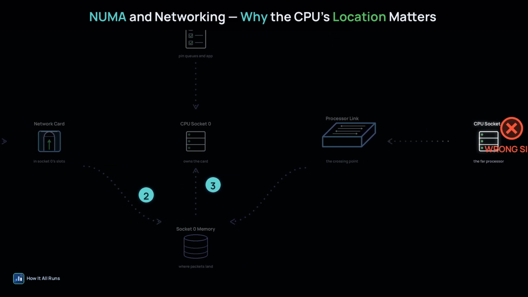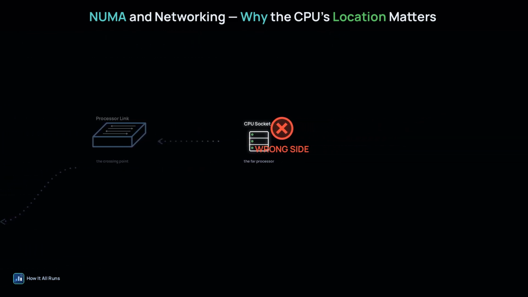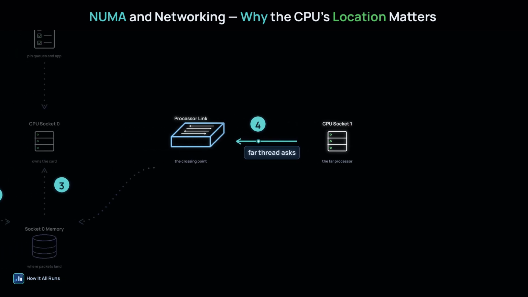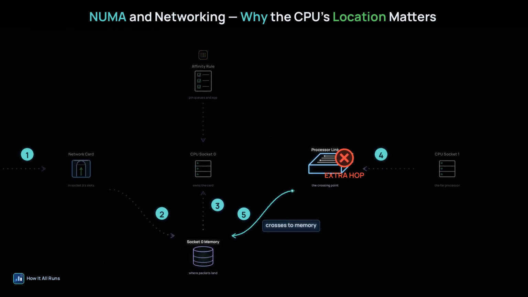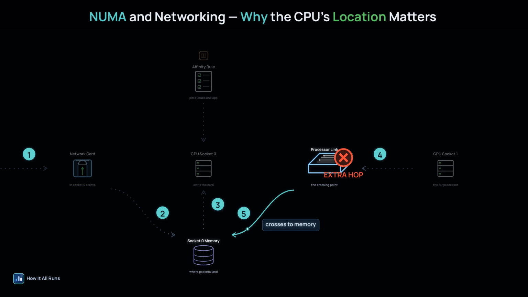Now the bad case, and it is the default. Nothing told the scheduler where to run your application, so it lands on socket 1, the processor with no wire to that network card at all. The packet is still sitting in socket 0's memory, so this processor cannot simply read it. Its request has to leave the socket and travel onto the private link that joins the two processors together. Across the link into the far bank of memory and then all the way back with the answer. It works perfectly. It is simply a longer road, and every single packet now drives it.